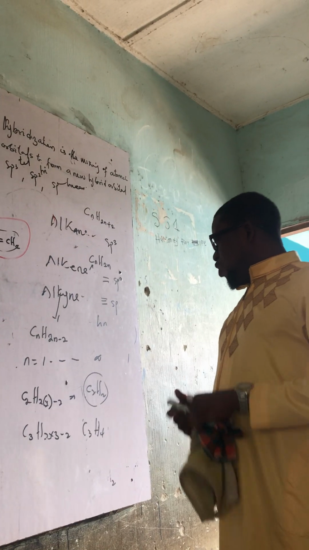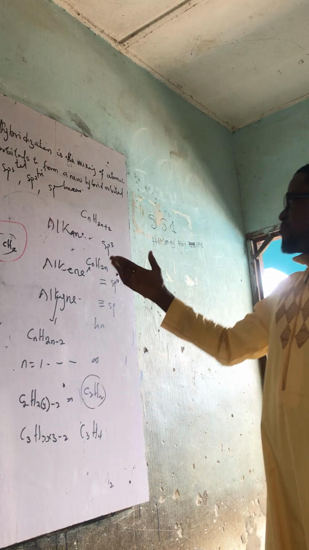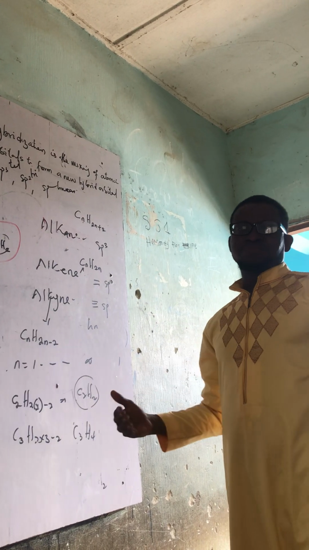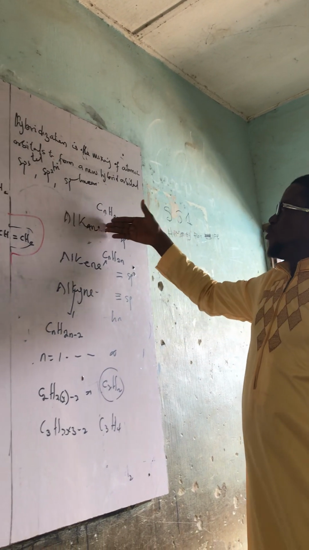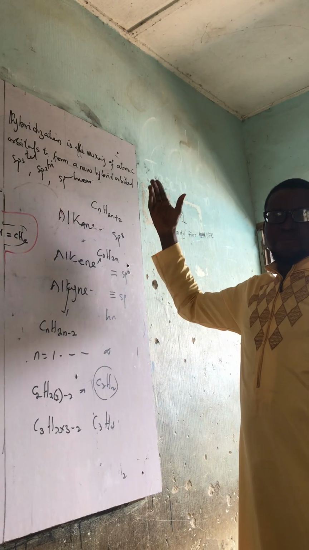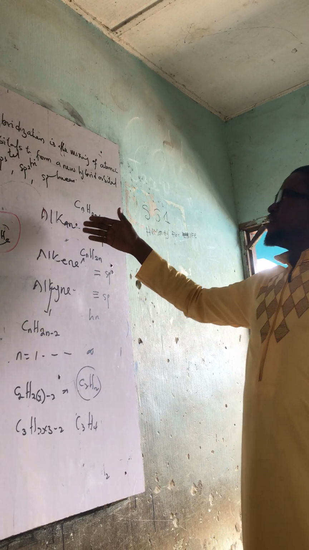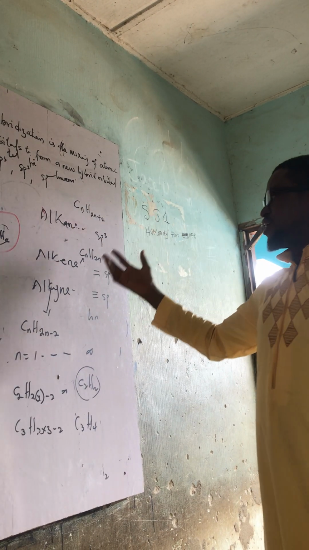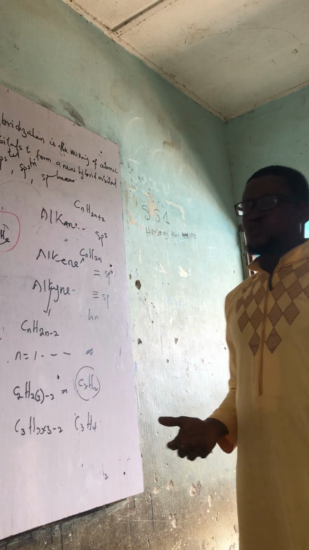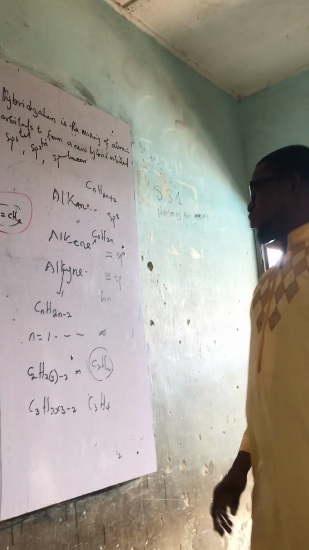So from where we stopped, we are talking about alkynes. I've been able to differentiate between the three with respect to the name of the type of bond we have in them, what type of hybridization we have in them, whether it is saturated or unsaturated, and then their general formula. So I was talking about the third one in the previous video.